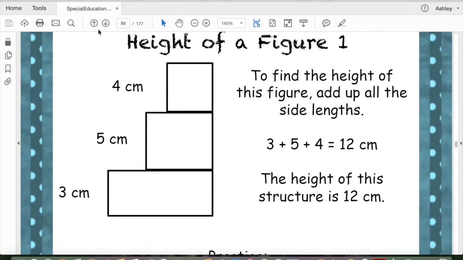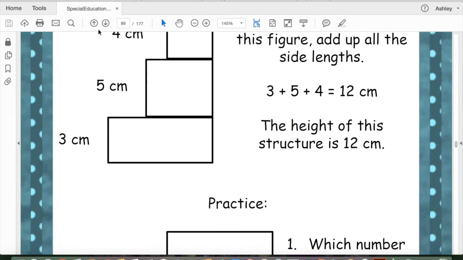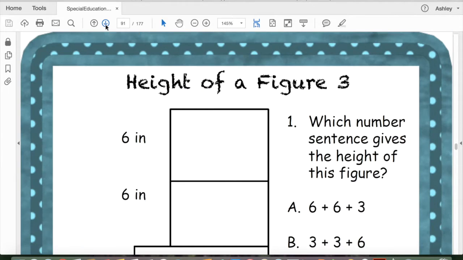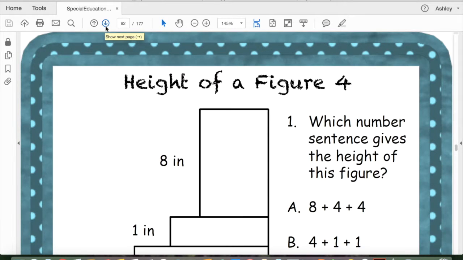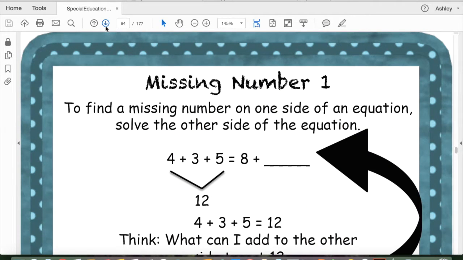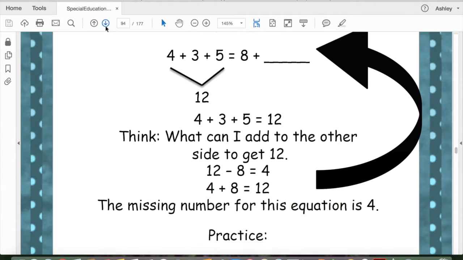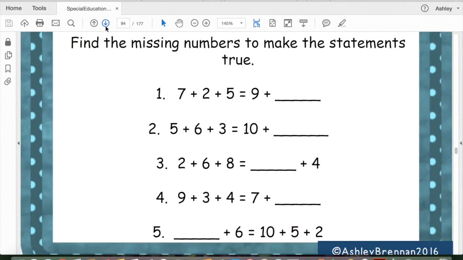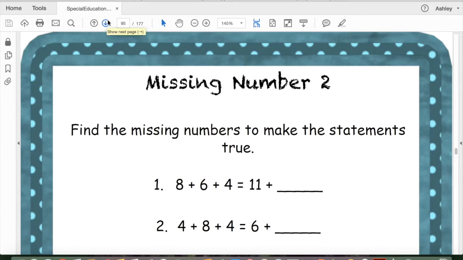Height of a figure. So we've got stacked figures. Again, a good example, and then practice problems. Pick the number sentence that shows the height of the figure. Missing number. Okay, good example, and lots of practice here.